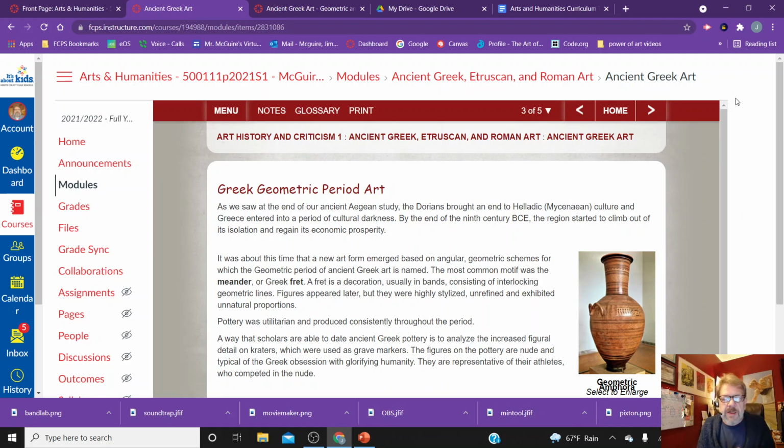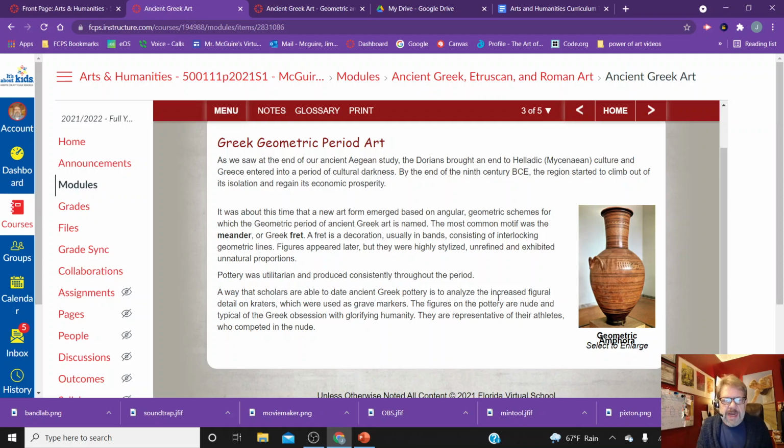Greek geometric period of art. As we saw at the end of the ancient Aegean study, the Dorians brought an end to the Hellenic, the Mycenaean culture, and Greece entered into a period of cultural darkness. By the end of the 9th century BCE, the region started to climb out of its isolation and regain its economic prosperity. It was about this time the new art form emerged. It's based on angular geometric schemes for which the geometric period of ancient Greek art is named.